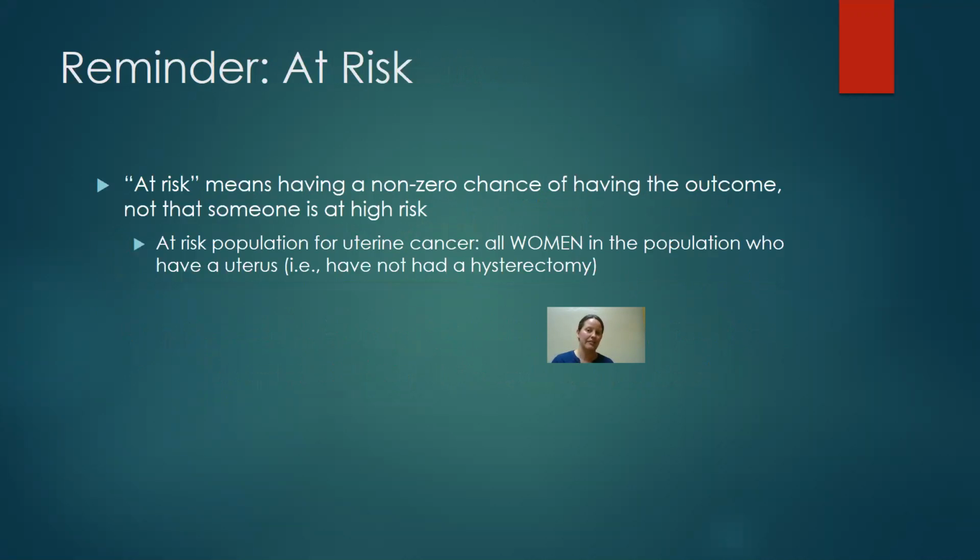And again, that's just having a non-zero chance of experiencing the event or the outcome. So people who are at risk are people who are capable of becoming one of those cases. They can potentially move from that denominator into the numerator. And the example I think we used before is if we were looking at uterine cancer, we would want to only include women in our denominator. Only women are at risk, and specifically only women who still have a uterus. So we would ideally exclude all women who had a hysterectomy as well.